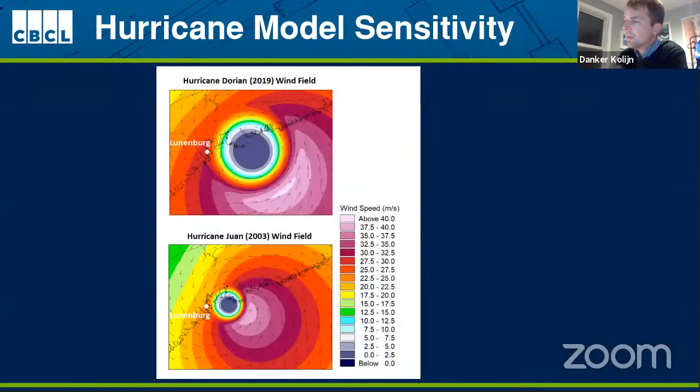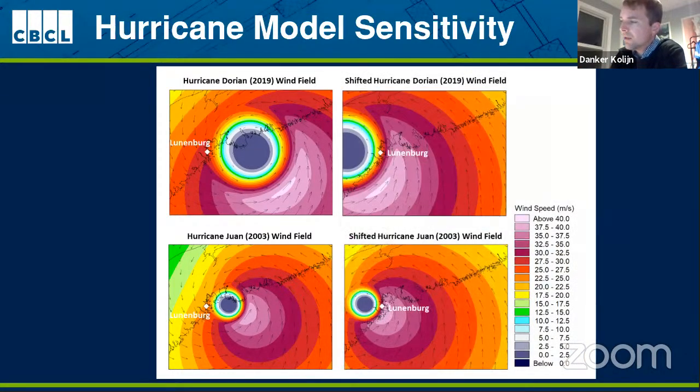So this is what the hurricane models look like, the wind fields for Hurricane Dorian and Juan. At the top being Dorian, that's the big hurricane eye that's moving counterclockwise. And we did a sensitivity, and that is, what if these hurricanes had hit Lunenburg directly? Because of course, both these hurricanes hit to the east of Lunenburg. So we simulated scenarios, different types of hurricanes, different trajectories, and ones where, for example, the hurricane's hitting slightly to the west of Lunenburg.